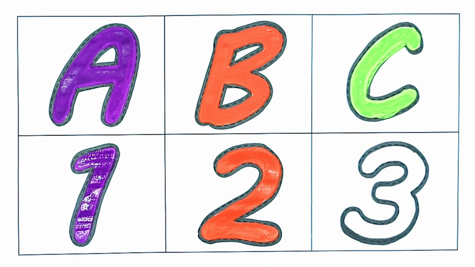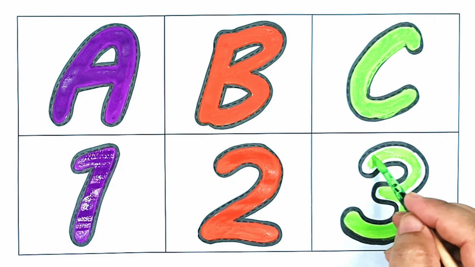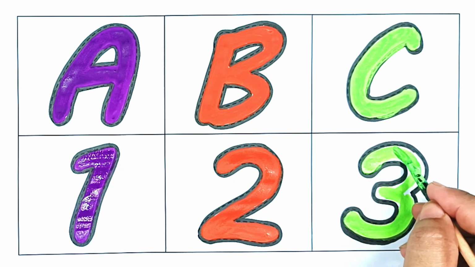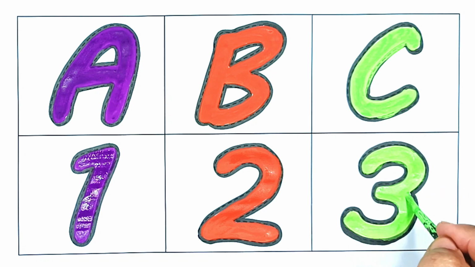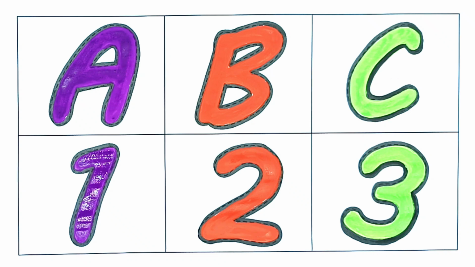2. The wheels on the bus. 3. A, B, C. Wheels on the bus. 1, 2, 3.